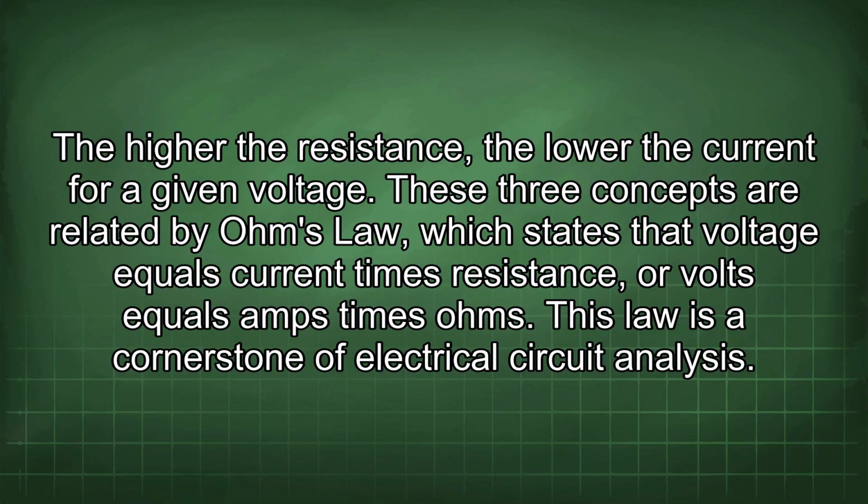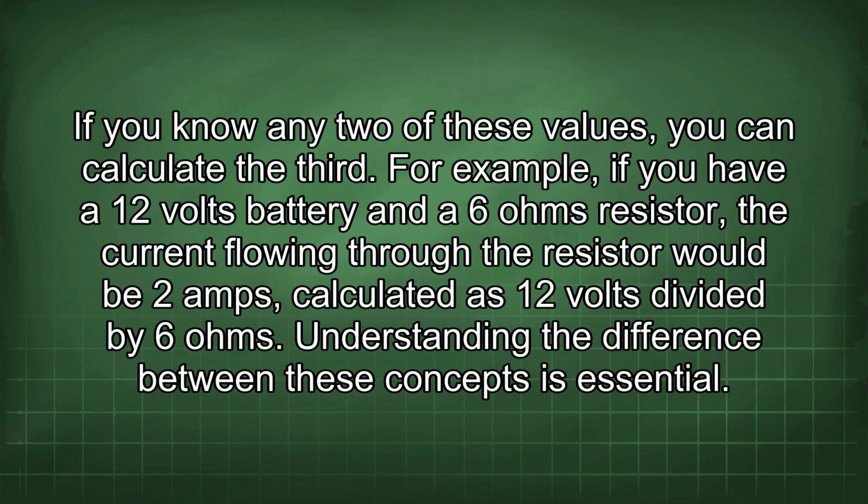These three concepts are related by Ohm's law, which states that voltage equals current times resistance, or volts equals amps times ohms. This law is a cornerstone of electrical circuit analysis. If you know any two of these values, you can calculate the third. For example, if you have a 12 volts battery and a 6 ohms resistor, the current flowing through the resistor would be 2 amps, calculated as 12 volts divided by 6 ohms.